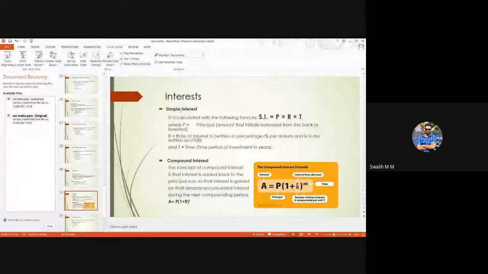Now, simple interest is calculated with the formula: simple interest is equal to principal into rate into time. Principal is the amount initially borrowed. Rate means the percentage rate of interest that is given by the bank or the company, and time is how long we invest the amount.